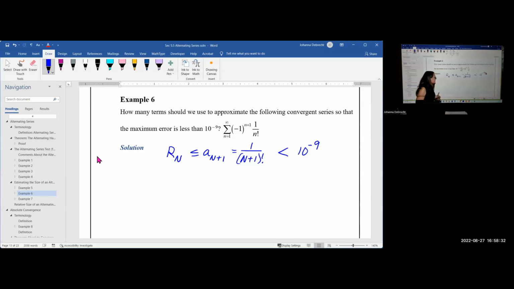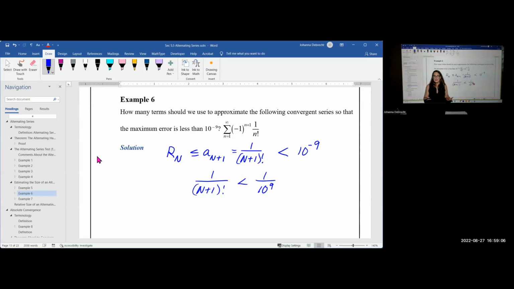If we make that be less than 10 to the negative 9, then I have that the remainder, the error, is less than 10 to the negative 9. So I'm going to focus on this right side with this expression that I have right here, and I'm going to try to find a value for uppercase n. So the first thing I want to do is write 10 to the negative 9 in its fraction form. So I have 1 over n plus 1 factorial less than 1 over 10 to the 9th power.